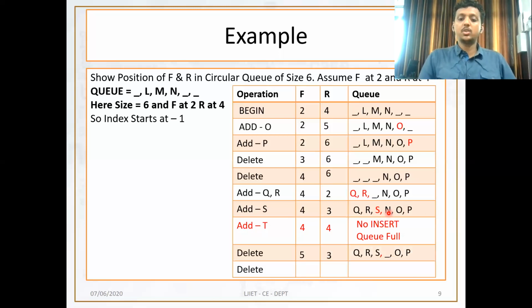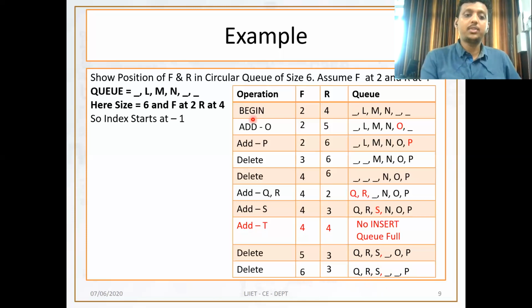Now my latest queue is QRS blank OP. Fine, okay. And then my next is, again I want to delete something from the queue. It will become 6, 3, okay. So F pointer will be incremented, again 2 blank spaces are there. And my last answer is QRS blank blank P.